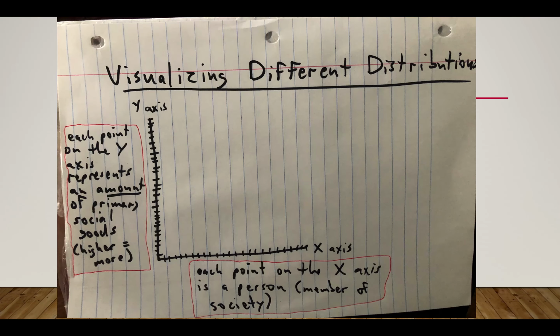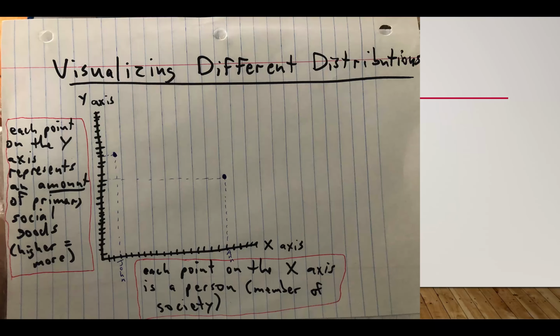But the y-axis is different. Each point on the y-axis represents an amount of primary social goods. The primary social goods like we just talked about: rights and liberties, powers and opportunities, income and wealth. You can have more or less of these, and the y-axis represents particular amounts of these. And the higher you go on the y-axis, the more primary social goods we're talking about.